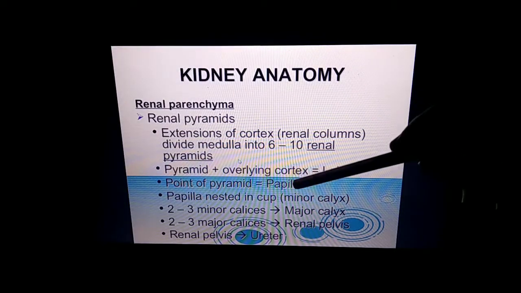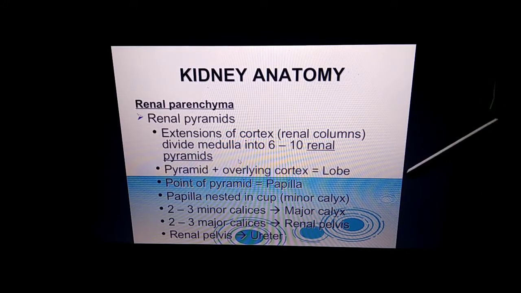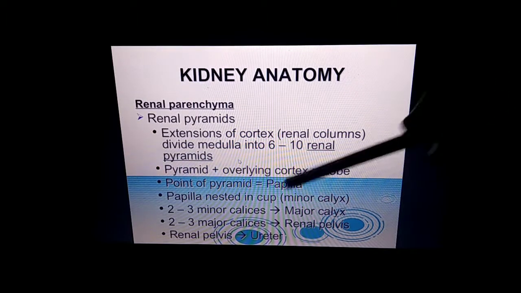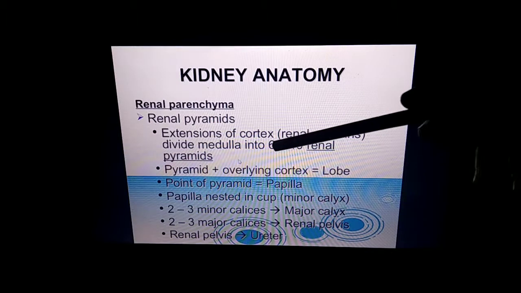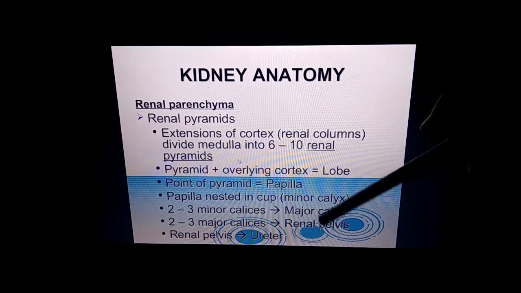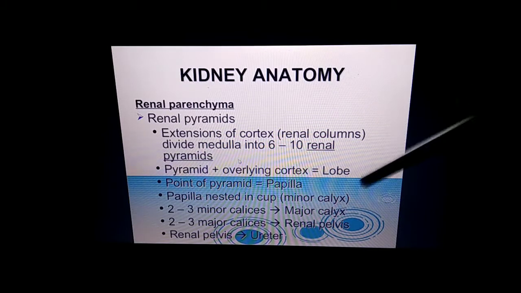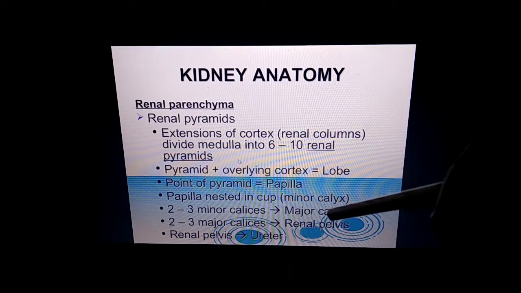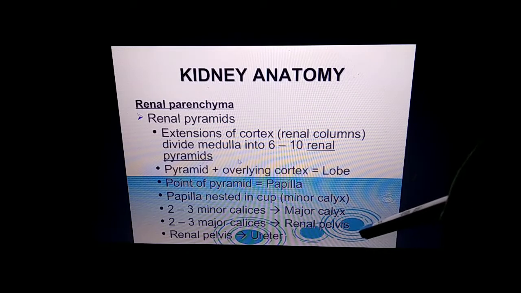Pyramid plus overlying cortex is a lobe. The point of the pyramid is the papilla. The papilla is a finger-like projection present in the renal medulla. Later on come 2 or 3 minor calyces and 2 or 3 major calyces, then the renal pelvis to the ureter.